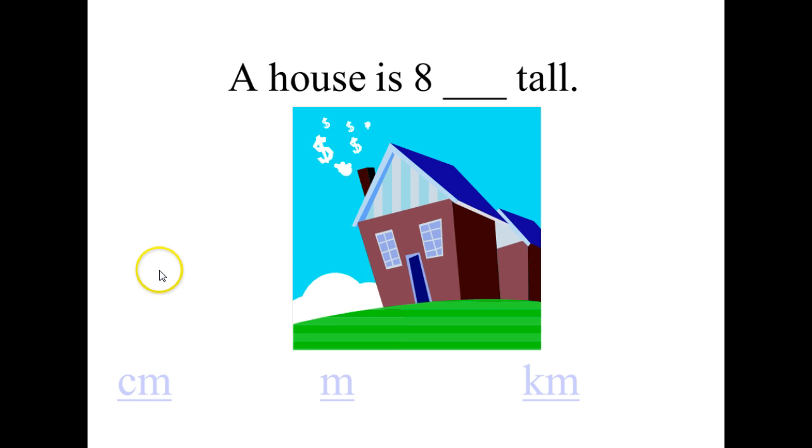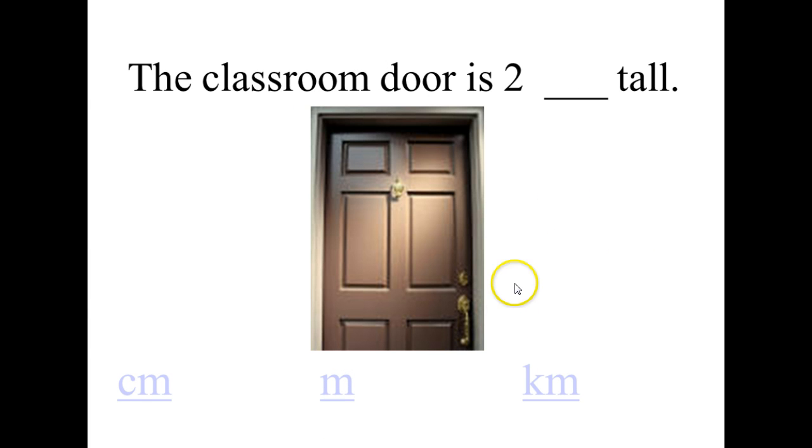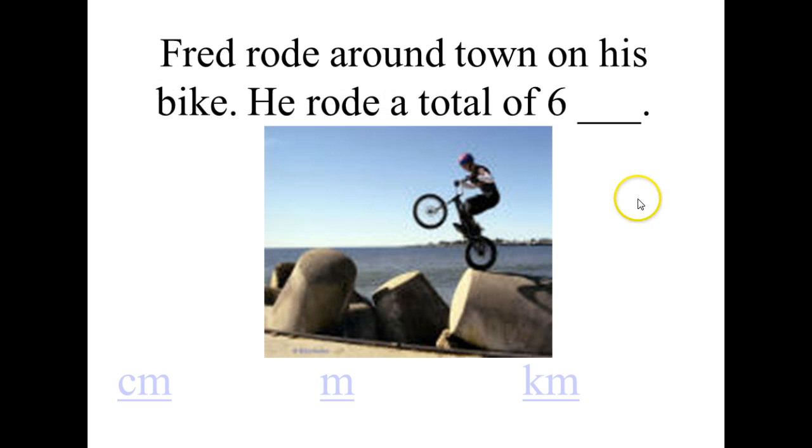A house could be 8 of these tall. Okay, 8 centimeters obviously doesn't make sense because that's only 8 Skittles tall. If it was kilometers, that would get us up into the miles, over 4 miles, maybe 5 miles. So it's got to be 8 meters. Classroom door is 2 of these tall. Only one that makes sense, 2 meter sticks.